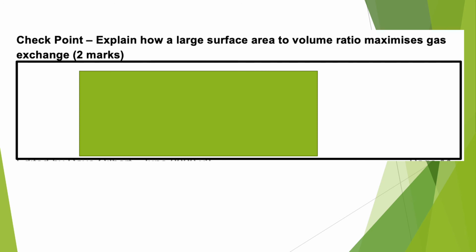All right, we're getting pretty close to the end of the lesson here, so that means we're going to finish off with a checkpoint and then the knowledge check. So the checkpoint asks, explain how a large surface area to volume ratio maximizes gas exchange. So think about those terms that you just learned about. You know that surface area is one of the factors of the rate of diffusion. But how does increasing the surface area maximize gas exchange? So how does it make it more efficient? So go ahead and pause the video and figure that out really quickly.